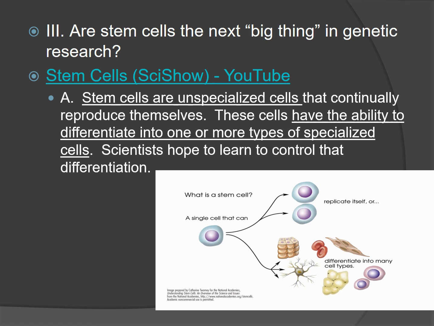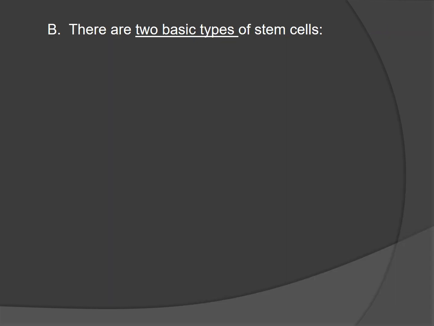So remember when we talked about when a sperm fertilizes an egg, at first all the cells are the same. They aren't brain cells, they aren't skin cells. Those are stem cells. And so scientists hope through the study of stem cells that they can learn more about differentiation and how cells become skin cells or brain cells or muscle cells. How do they become differentiated?